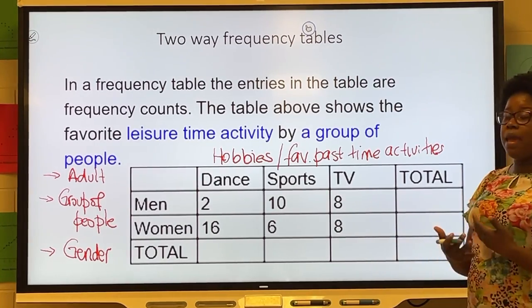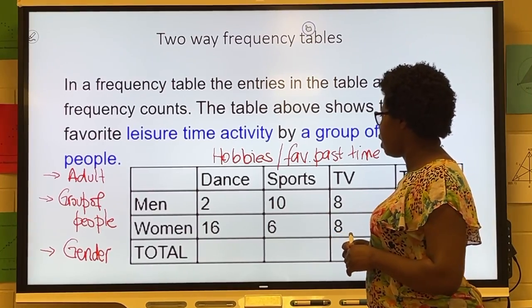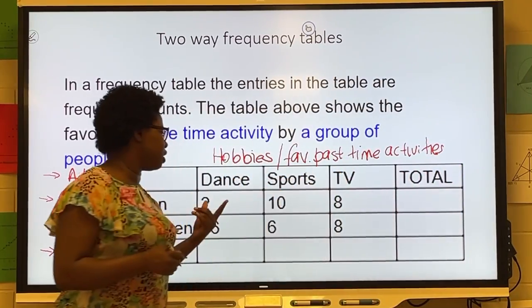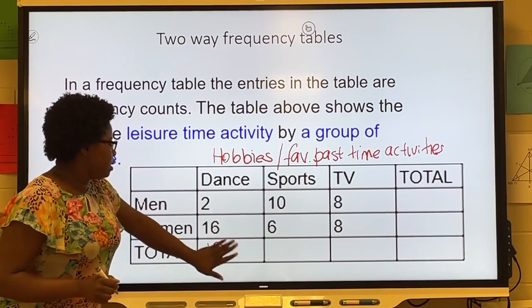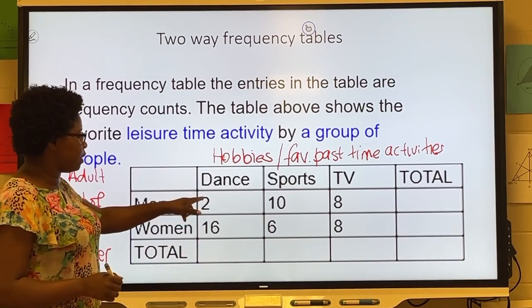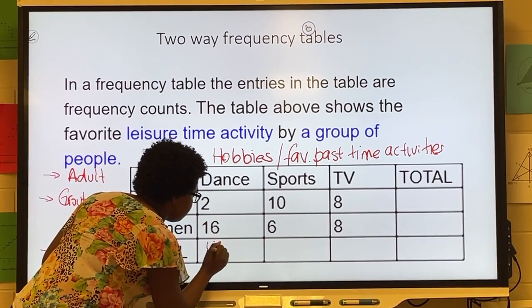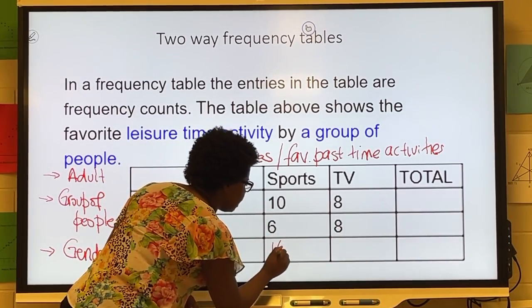There are some names given to the regions in your frequency table. So I'm going to do some addition and then we can talk about that. So right here, that's 18. To get the column total, you add downwards. So you add 2 plus 16 to give you 18. On this side, 10 plus 6 to give you 16.